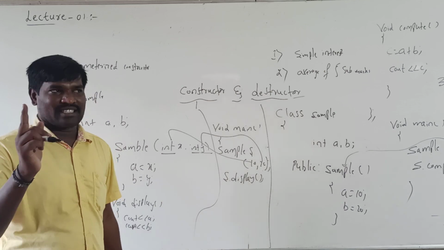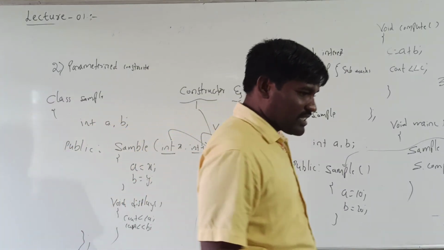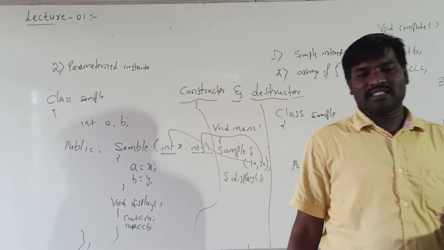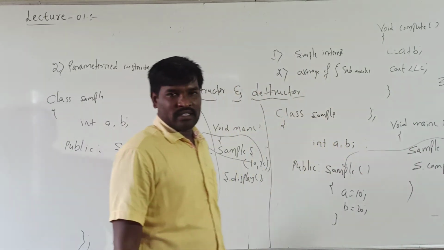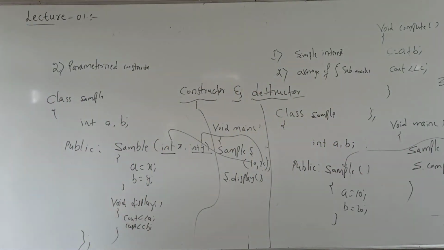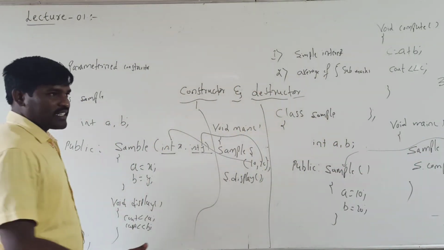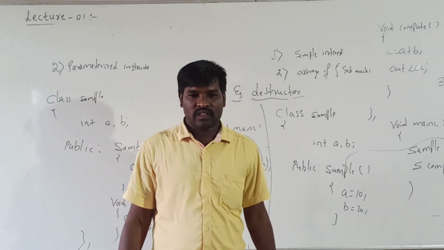So the first constructor is the default or zero constructor, that is nothing but the constructor which takes zero arguments or no argument. Here parameterized means the constructor which takes one or more arguments.